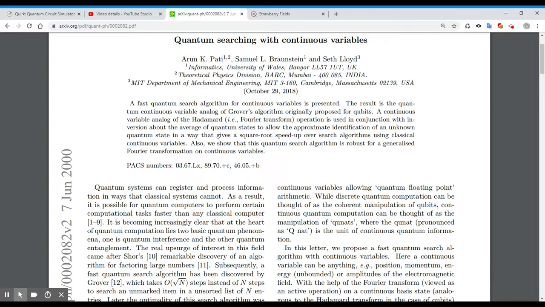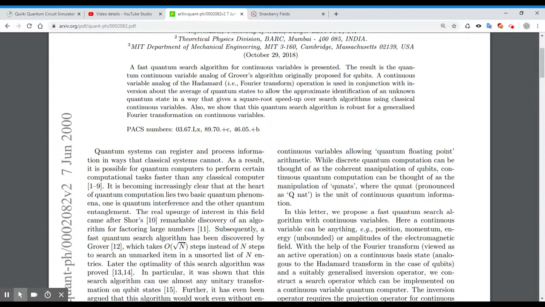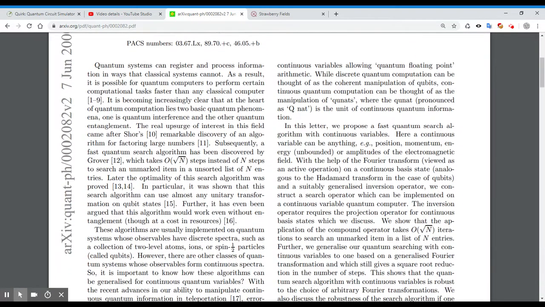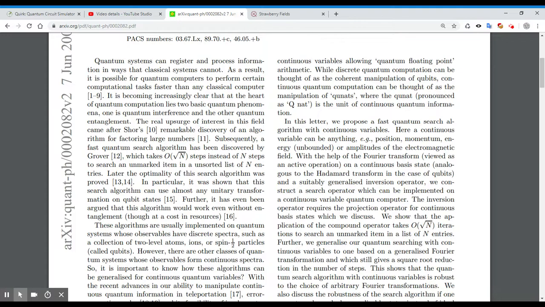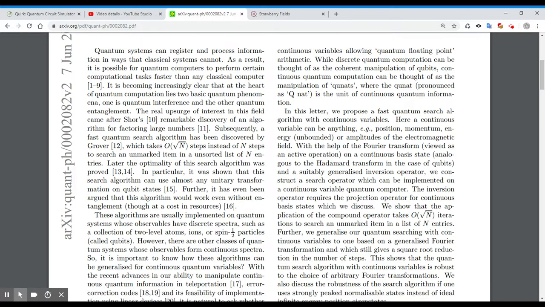The one difference that I note here is that we're talking about approximating a quantum state. So this is maybe a bit more generic, approximate identification of an unknown quantum state. Quantum systems can register and process information in ways that classical systems cannot. As a result, it is possible for quantum computers to perform certain computational tasks faster than classical computers. So it's a bit of an introduction here again.